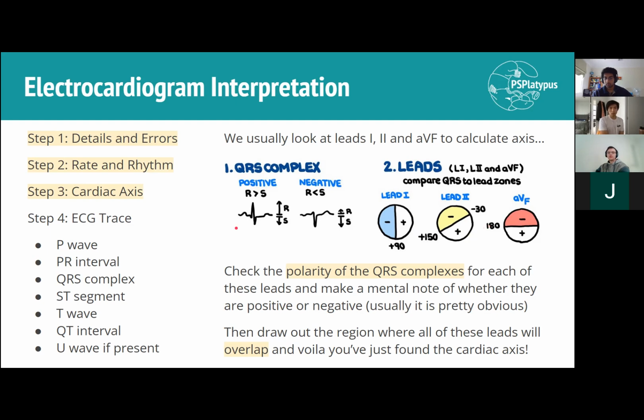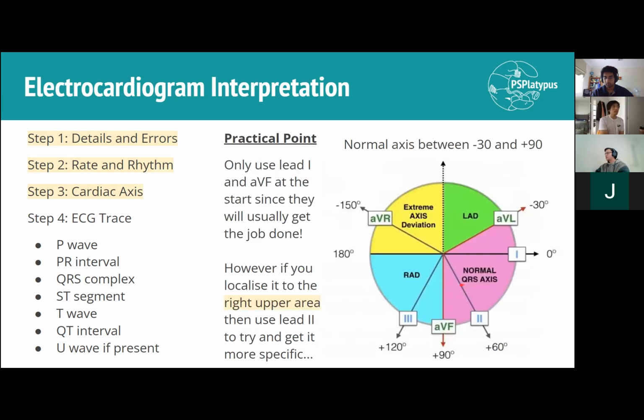And then basically what you do is just a fun game of figuring out where the overlaps are. So if you know lead 1 is positive, lead 2 is positive, I'll go to the next slide so you can see a diagram, but you might know that that's potentially normal. Lead 2 and lead AVF, if they're positive, there might be some sort of issue. You're just figuring out the overlaps. And here's what that looks like.